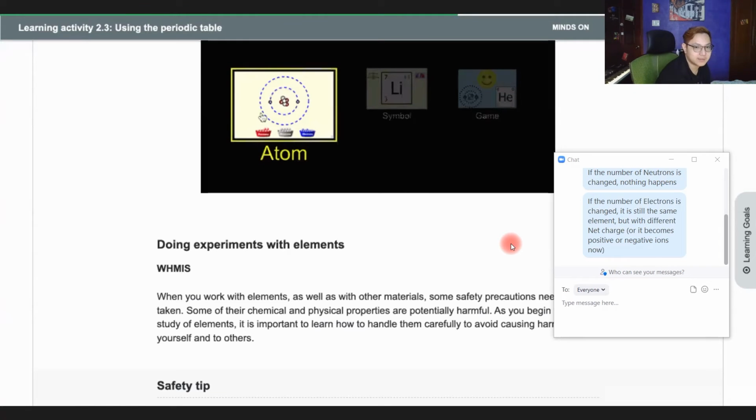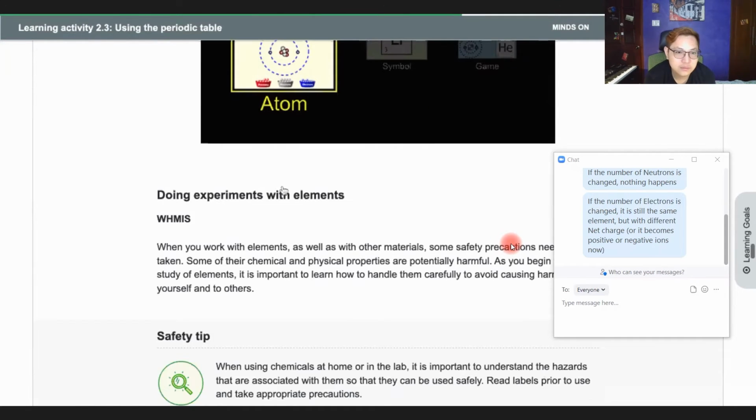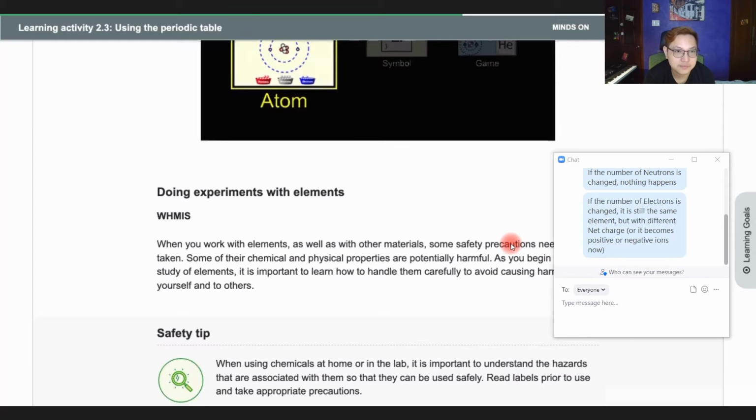Okay, now we're doing experiments with elements. Yeah, we already did that. Alright.